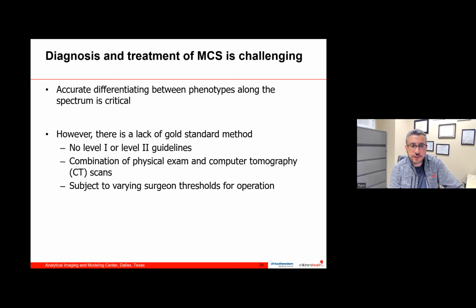And accurate differentiation between them becomes very important. The way we do that clinically is usually by doing a CT scan, physical exam, and also looking at some other factors in the clinical exam.